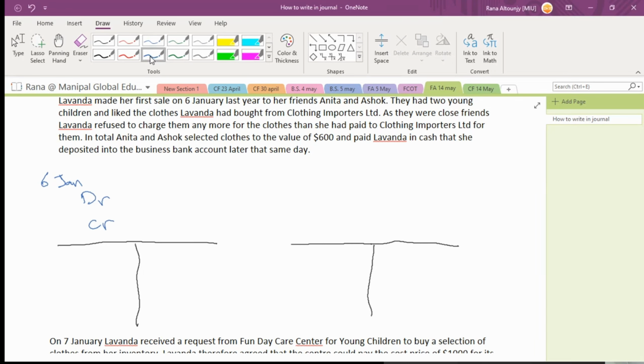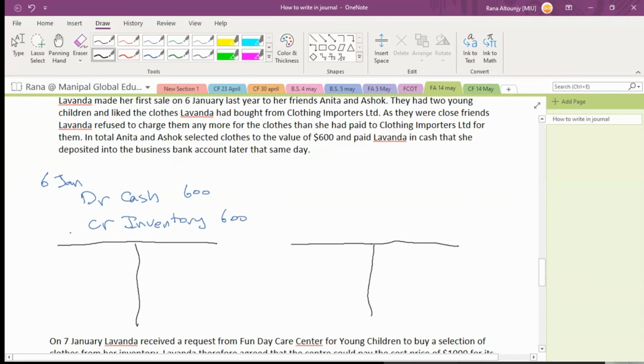So we have the debit side is cash because she received cash. The credit side is inventory or clothes. The amount is 600. So we need to transfer this to the T account.